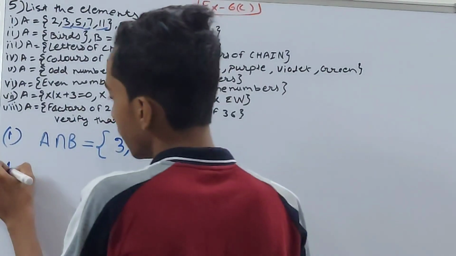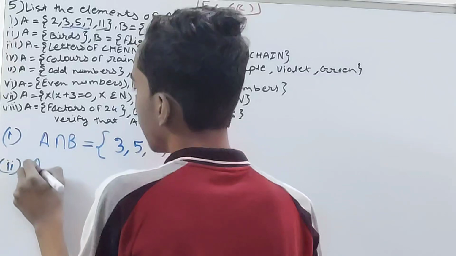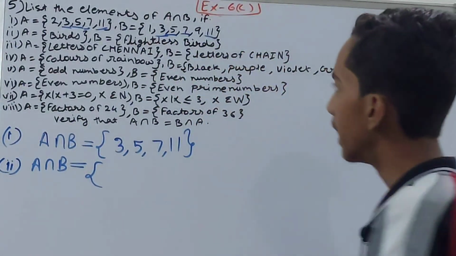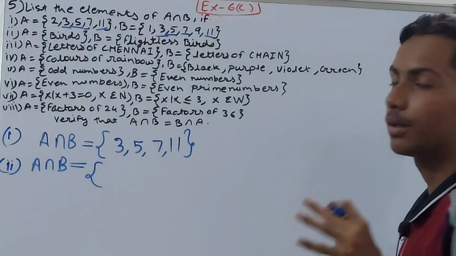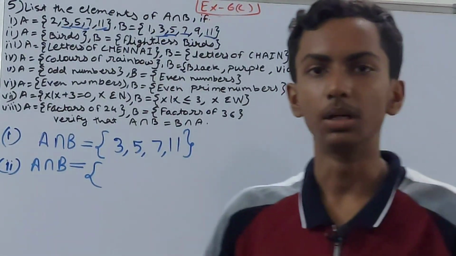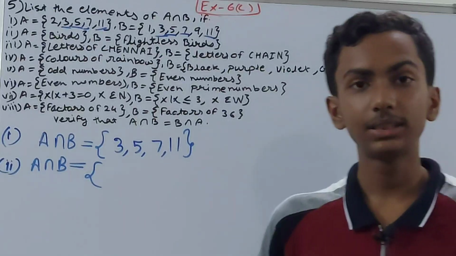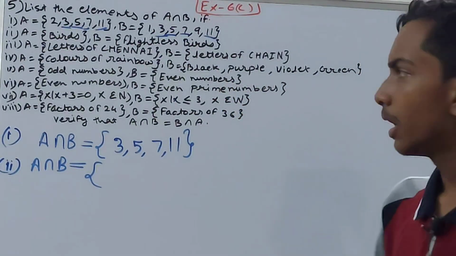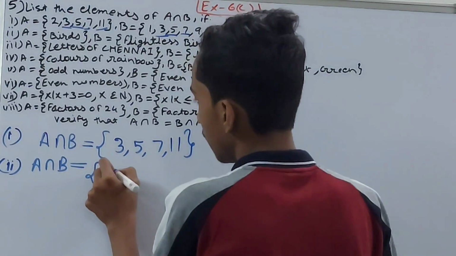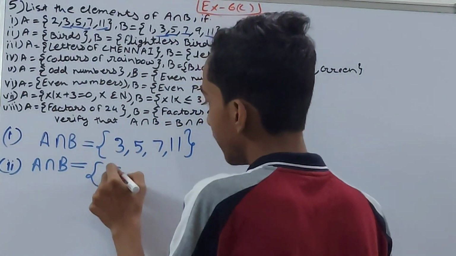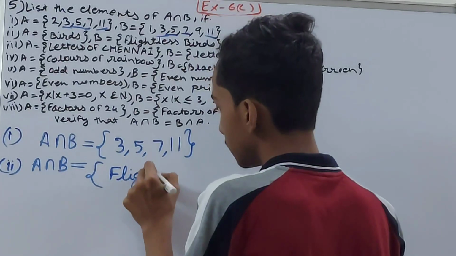Now see the second part. What have we got? Birds. The second part talks about the birds, and part B talks about flightless birds, that means the birds that cannot fly. So what will be the common thing here? You can write down that the common aspect of both of them will be flightless birds.